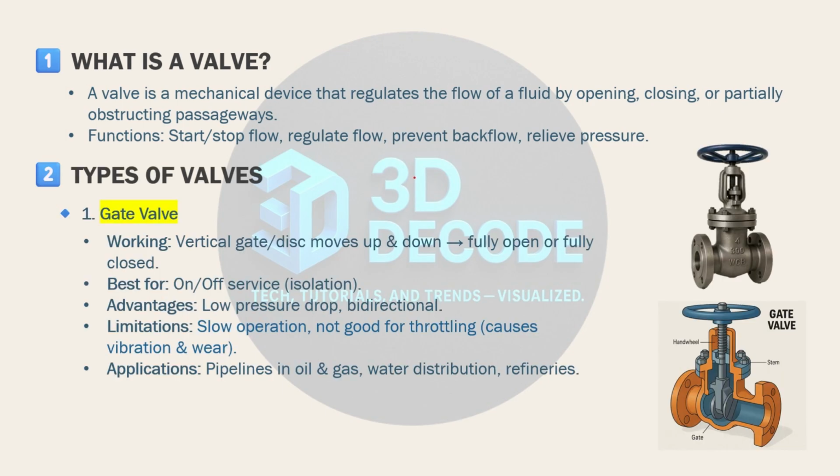Types of valves. 1. Gate valve. Working: vertical gate, disc moves up and down, fully open or fully closed. Best for on-off service, isolation. Advantages: low pressure drop, bidirectional. Limitations: slow operation, not good for throttling, causes vibration and wear. Applications: pipelines in oil and gas, water distribution, refineries.